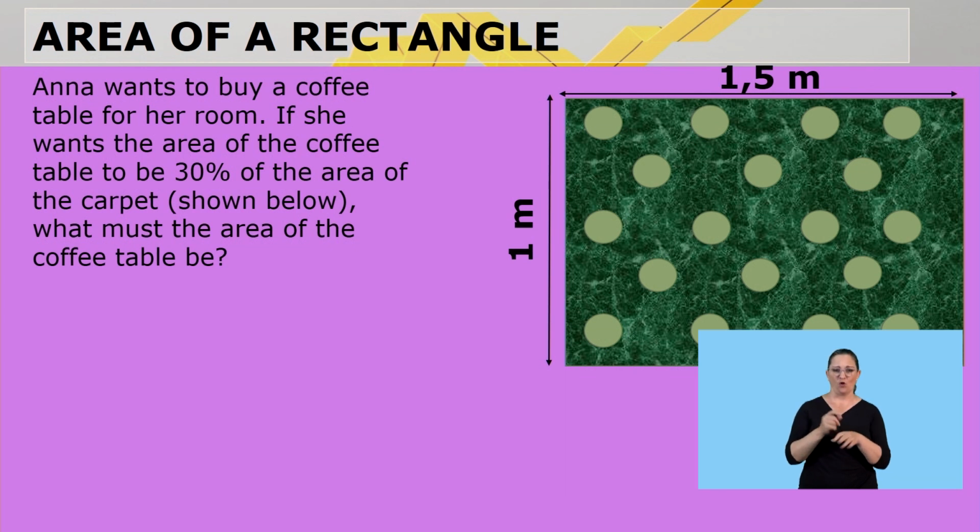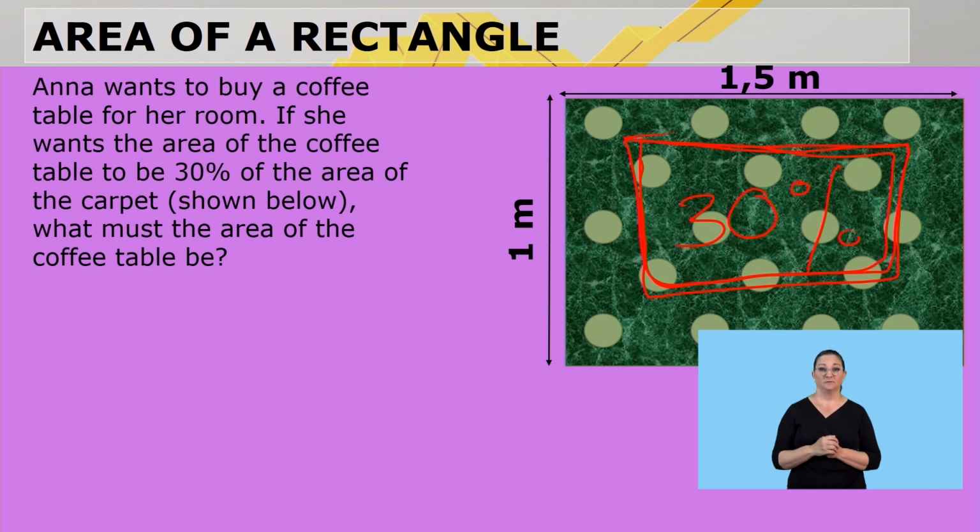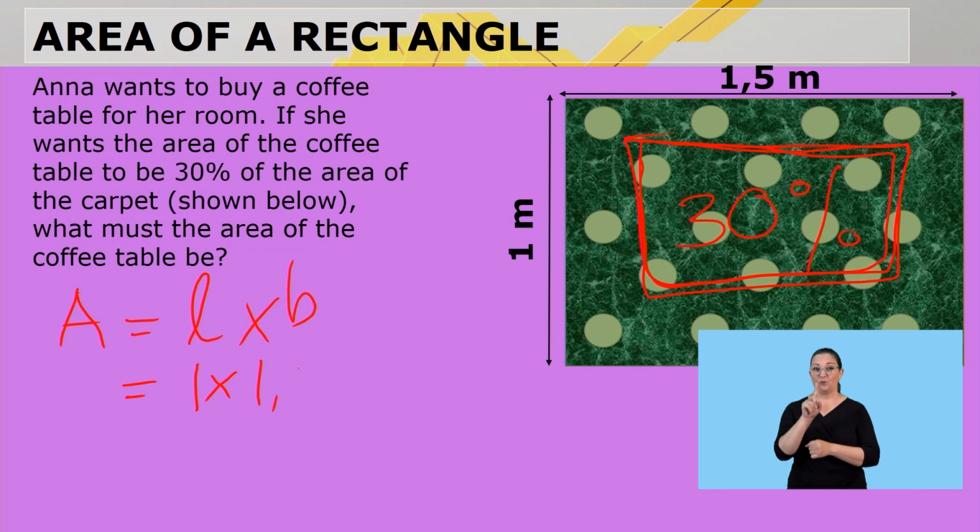So what she wants to do is she wants to buy a coffee table to put on her carpet there. That will be the coffee table. But the coffee table must only be 30% of the area of the carpet. So what do we need to do first? First we need to calculate the area of the carpet. So the area is going to be the length times the breadth, and that is 1 times 1,5, meaning my area is 1,5 meters squared.